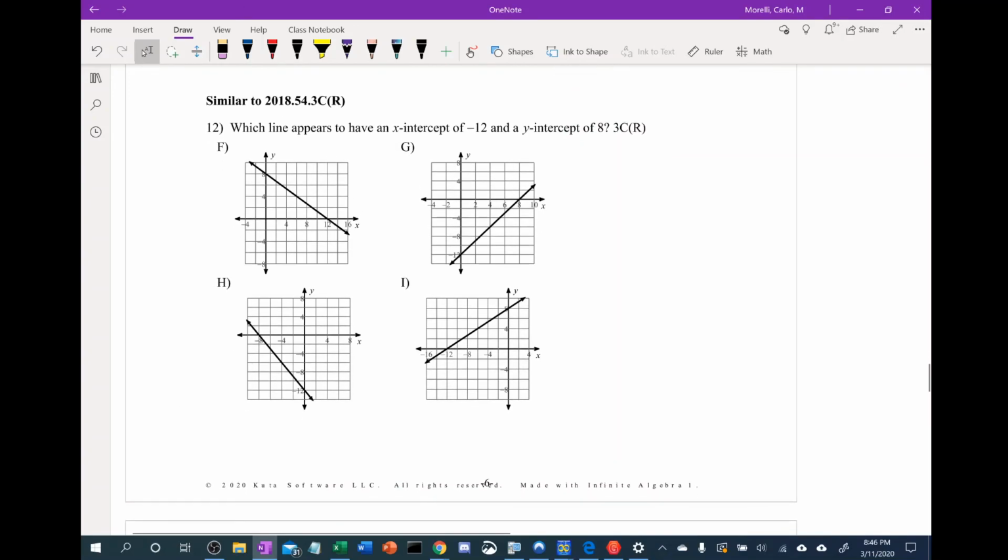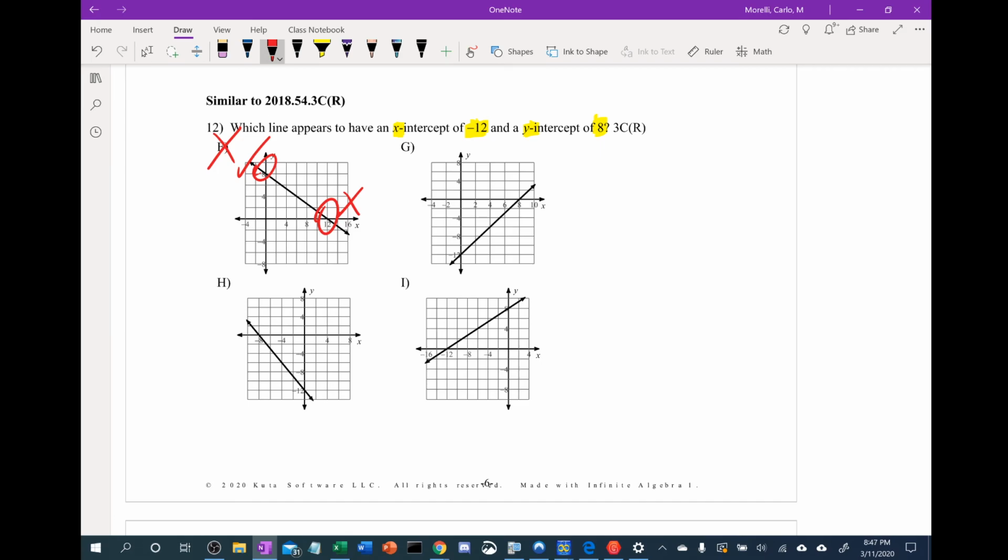Okay, moving on. Which line appears to have an x-intercept of negative 12 and a y-intercept of 8? An x-intercept of negative 12, okay, important information. It's where it hits the x-axis, negative 12, rather, and a y-intercept of positive 8. So it hits the y-axis at 8, the x-axis at negative 12. Well, this first line hits the y-axis at 8, which is good, and the x-axis at positive 12, which is bad. So that's not F.